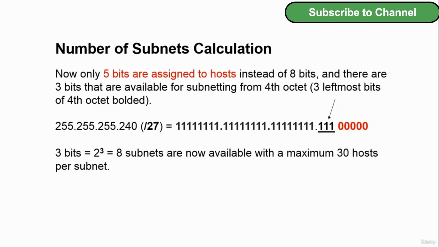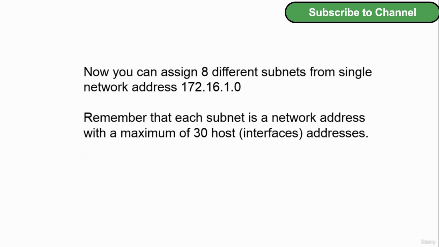So those 3 left bits, I'm going to subnet those. So 8 different subnets, or VLANs in this case. We're creating 8 from this 172.16.1.0 Class B address with 30 hosts per subnet or per VLAN.